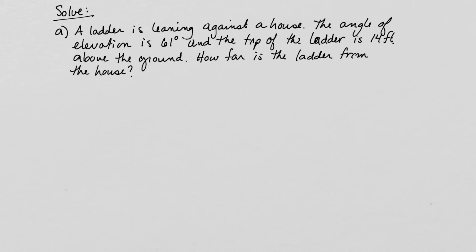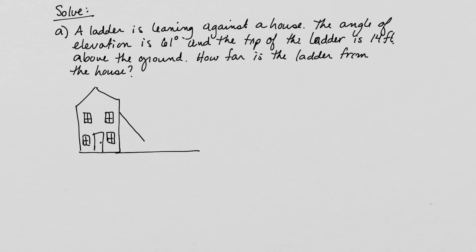But basically, we have a ladder and it's leaning against a house. So I'm going to draw myself a house. And there's the ground. So here's my house. A couple windows, a door. Put some windows on the first floor. And there's a ladder that's leaning against the house.